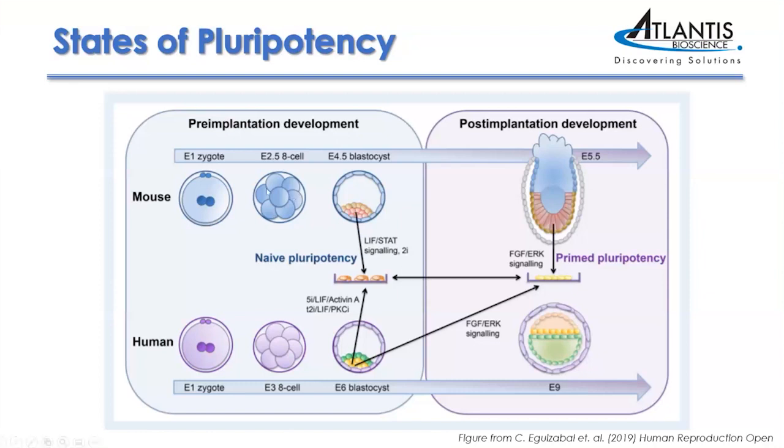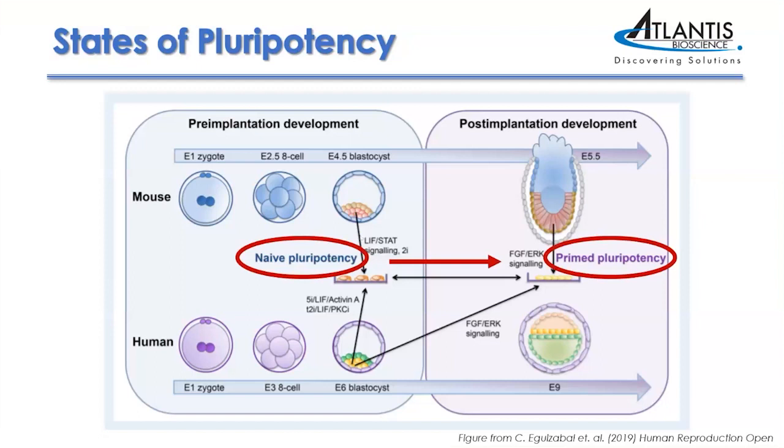Let's take a look at this figure. The top is the embryo development for the mouse, the bottom is for the human. What you can see here, we have the pre-implantation development and the post-implantation development. Basically, the stem cells progress from a naive state in the pre-implantation development to that of the primed state in the post-implantation development. In vitro manipulations are also necessary to maintain or convert each stage to the other.